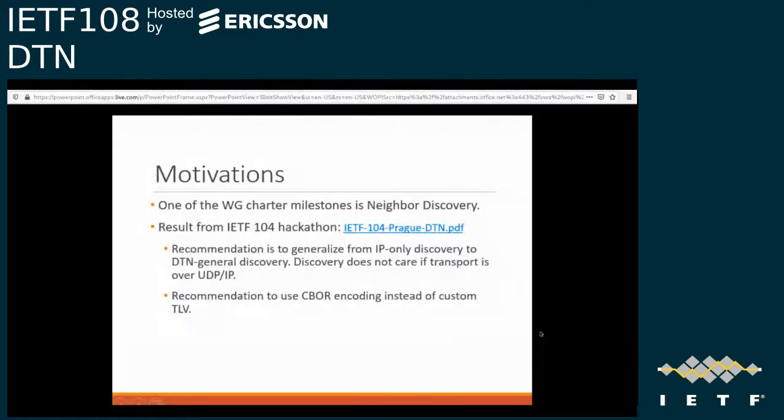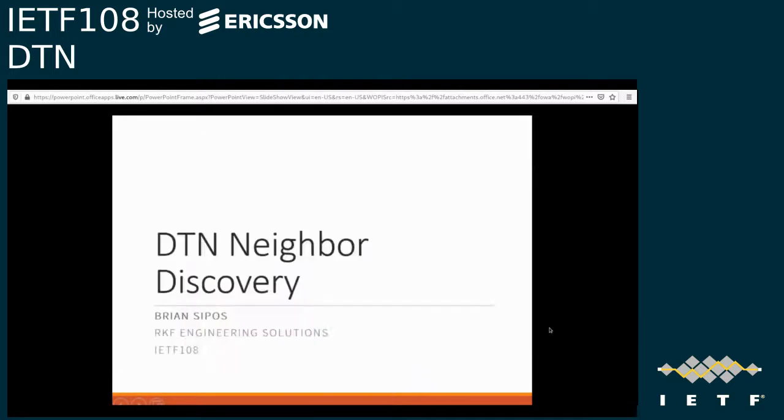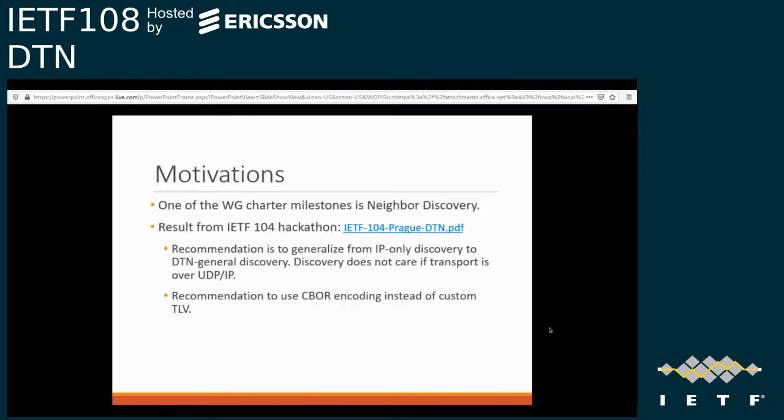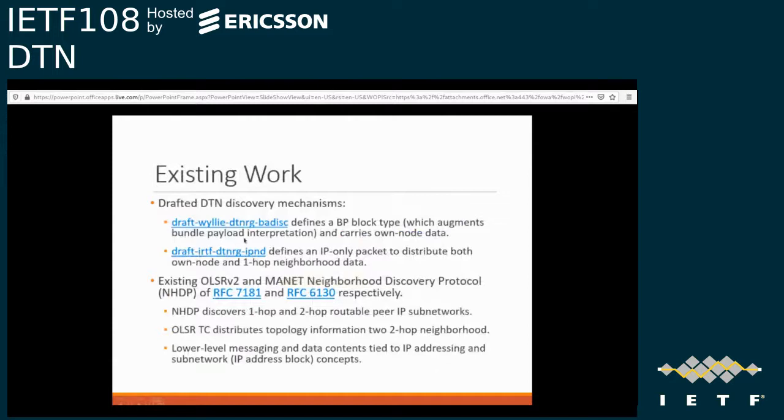I'm focusing here on the neighbor discovery only because this is a DTN topic, not an ACME topic. But there were some results that came out of the 104 hackathon that had recommended an implementation of discovery, and they said this really is an IP mechanism, but it really applies to DTN in general, and it happens to be over IP in this case. And there were also a couple of drafts earlier on in the DTN RG about dealing with embedding discovery mechanisms inside of a bundle itself.